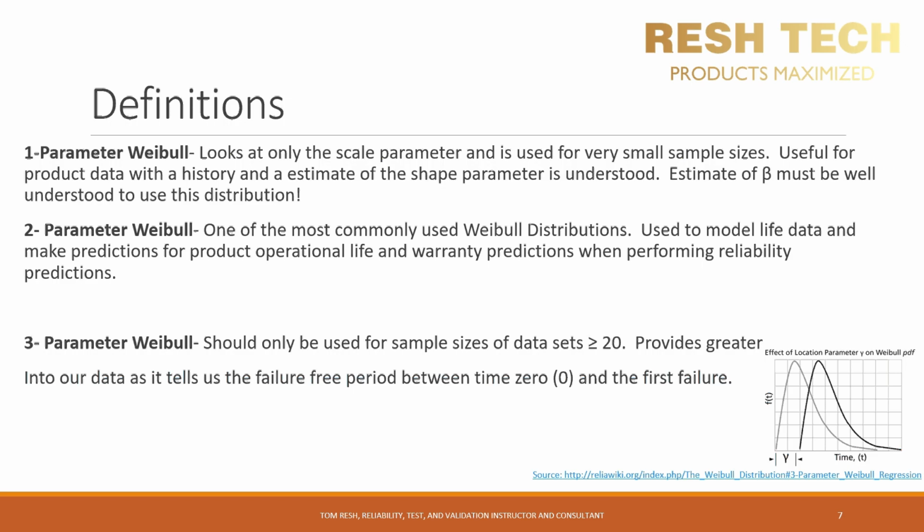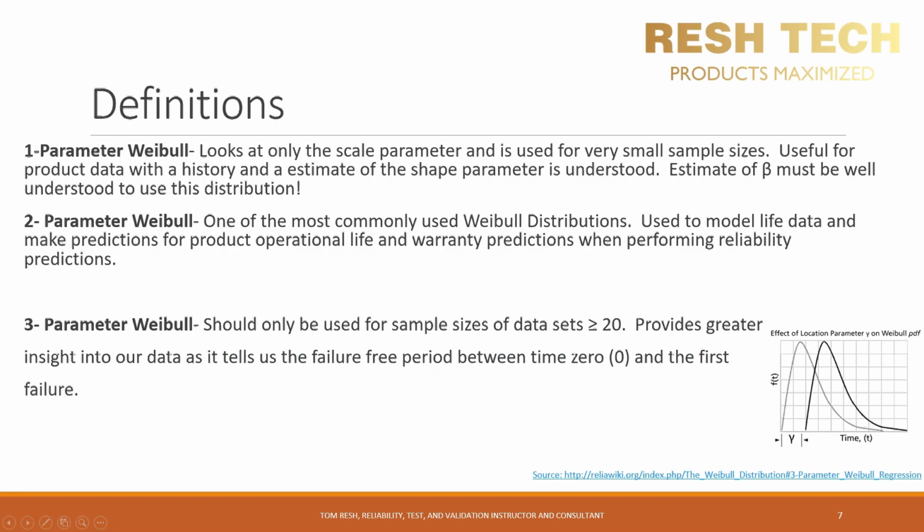A two-parameter Weibull distribution is one of the most commonly used Weibull distributions, and it is used to model life data and make predictions for product operational life and warranty predictions when performing reliability predictions.